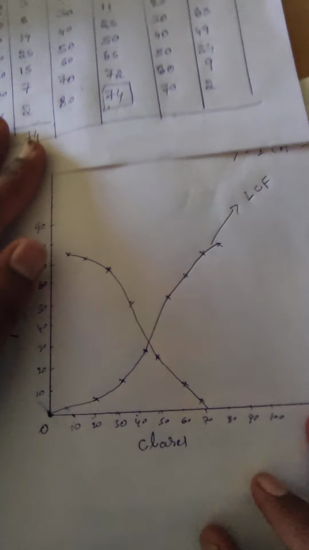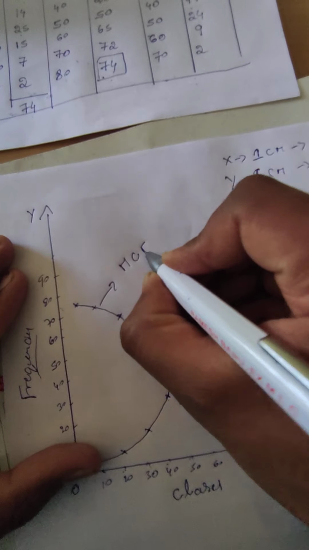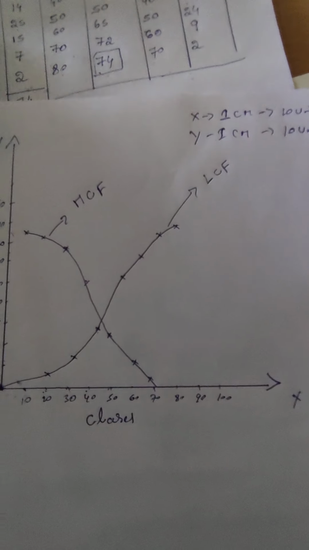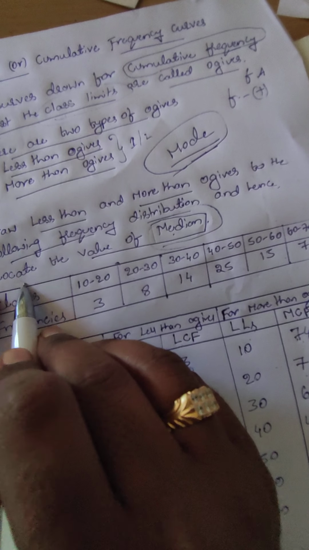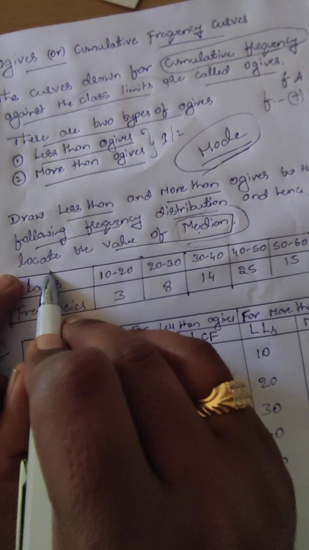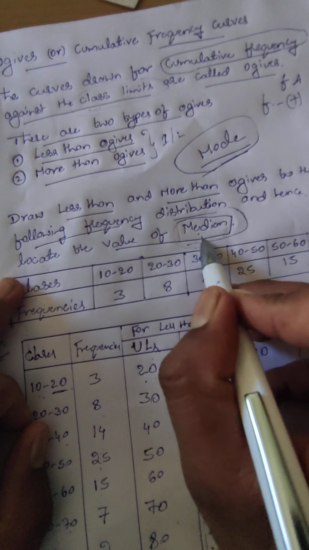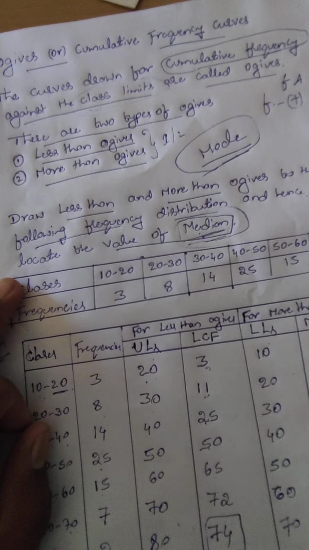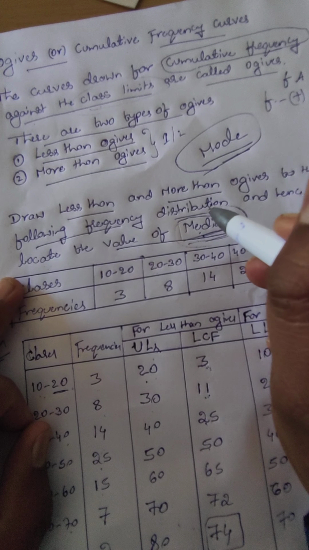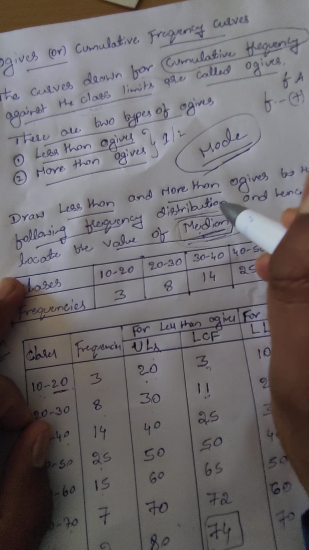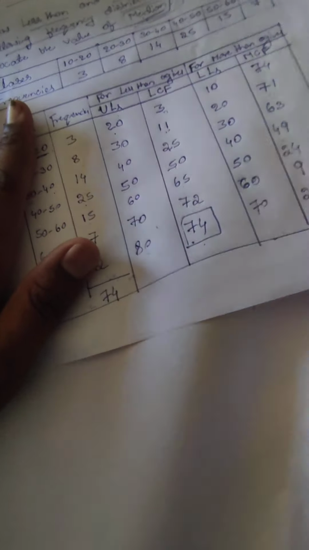Okay students, it is called a more than cumulative frequency. So next we have to identify the median. In the problem, they are already given. We have to locate the value of median. In the histogram we identify the mode. Same like that, in the less than ogive or more than ogive we have to identify the median. So let us know how to identify the median.